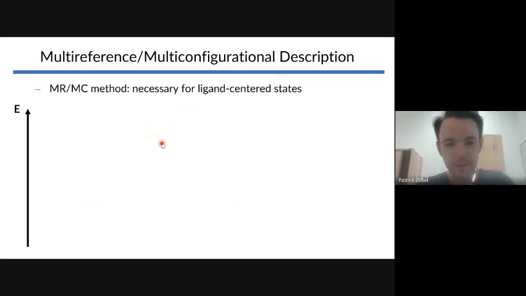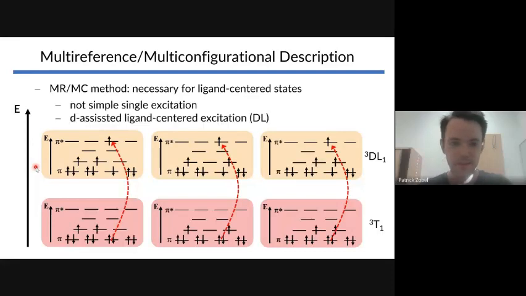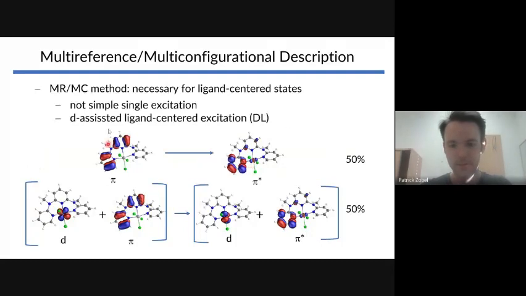And in this case, we also found it's necessary not just for metal-centered states, but also for ligand-centered states. So, for example, here we just add some pi orbitals to our complex, and we found that some low-lying excited states are pi to pi star excited states. And basically, this looks like you could just describe it by a single excitation. But then when we actually analyzed the wave functions, we found it's actually a linear combination of 50% single excitation and 50% double excitation.